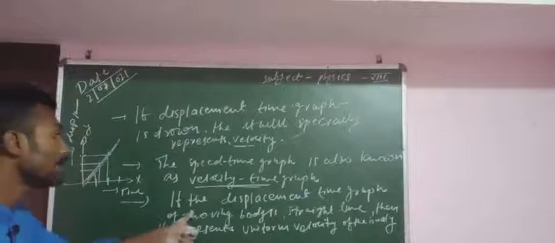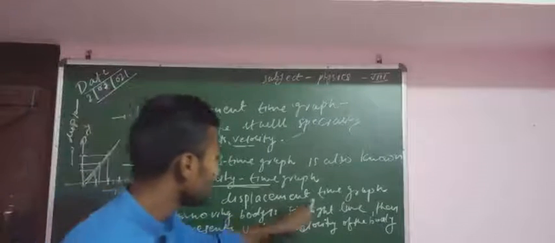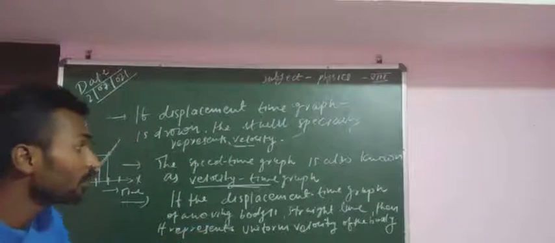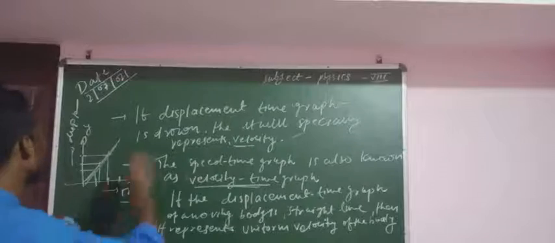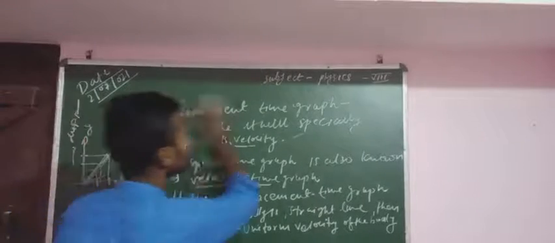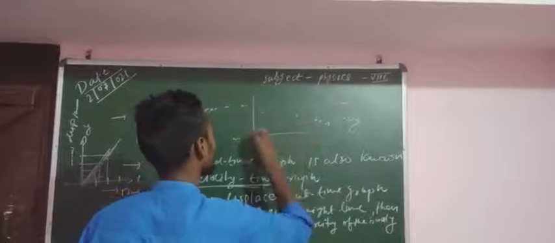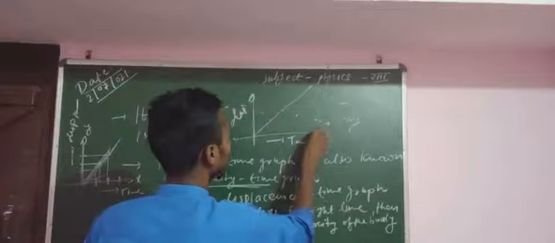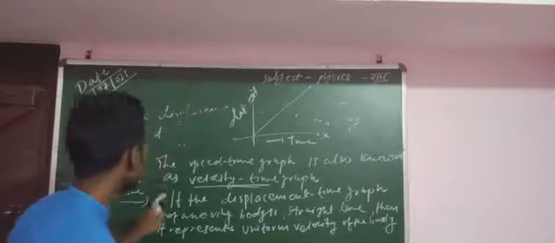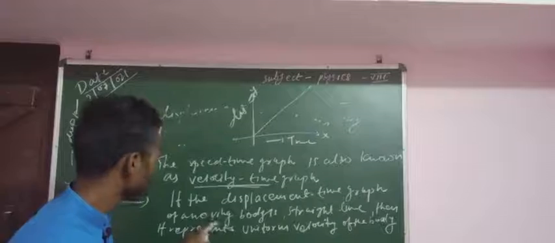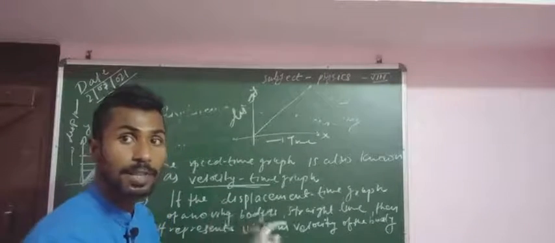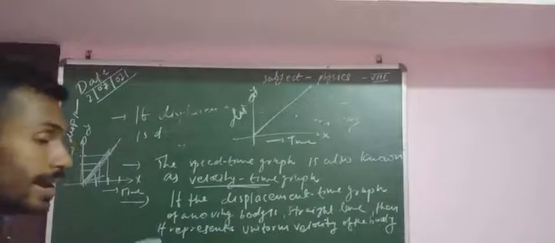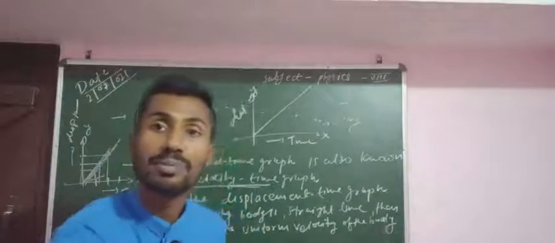Third point is that if the displacement time graph of a moving body is a straight line, suppose this way, displacement and time, x and y. What is it saying? If the displacement time graph of a moving body is a straight line, in that case it represents a body having uniform velocity.